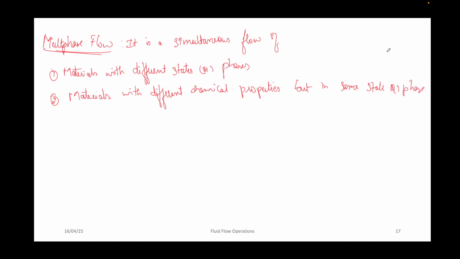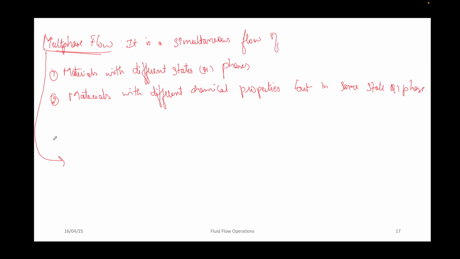So this is the definition of multi-phase flow. And this multi-phase flow has two parts in it. One is a discrete phase and the other is a continuous phase. So one phase will always be a continuous phase and the other phase will be dispersed within the continuous phase.